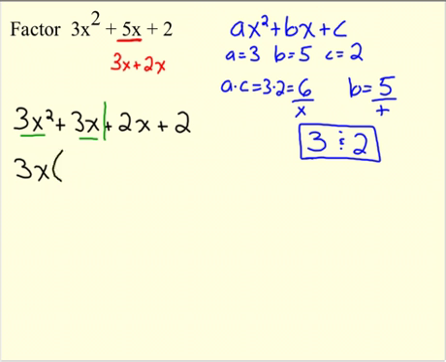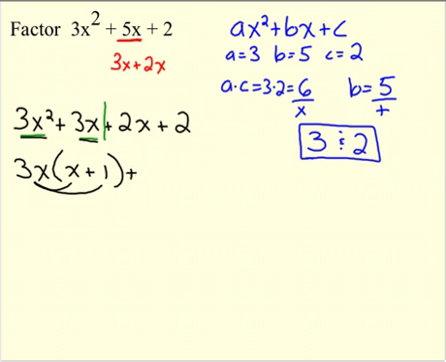Now, I'm going to put parentheses, and we're doing the opposite of the distributive property. What I want to know is, 3x times what will give me this 3x squared? Well, 3x times x is 3x squared. And then 3x times what gives me 3x? Well, 3x times 1 is 3x. And so I've broken these two terms of this polynomial down into a mini distributive property.